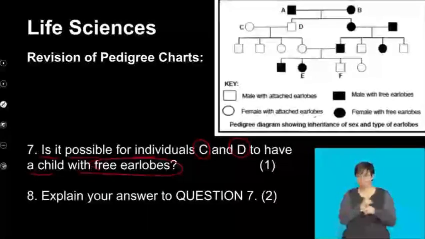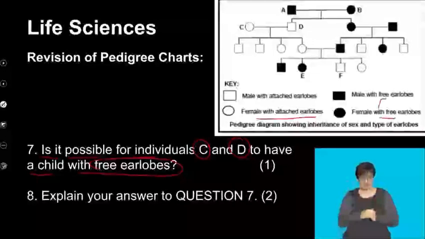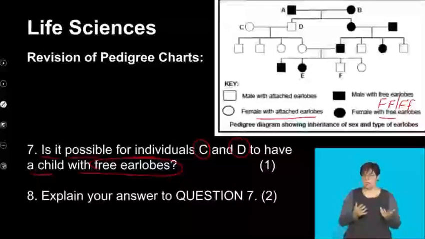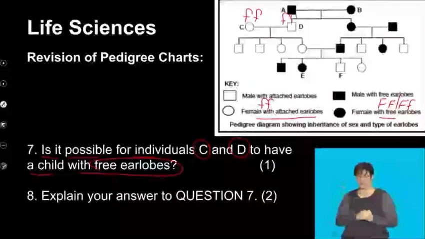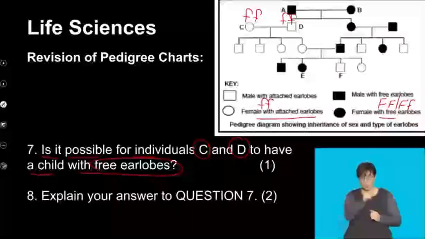that the free earlobes is the dominant trait. So we refer to them as being either that or that, so homozygous or heterozygous. And the individuals that are attached will have the recessive alleles. So essentially, these individuals have to have 2 recessive alleles. So knowing that these individuals are homozygous recessive, let's unpack the next part of the question.